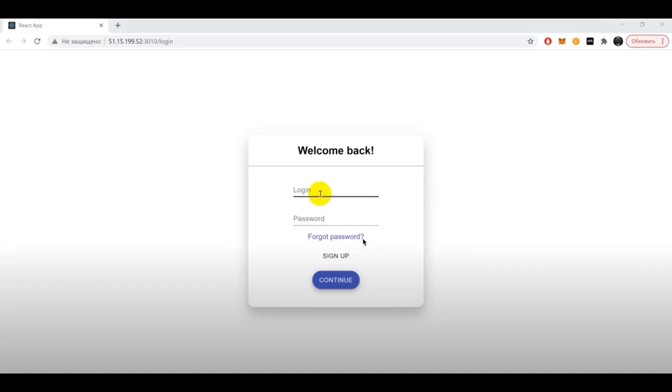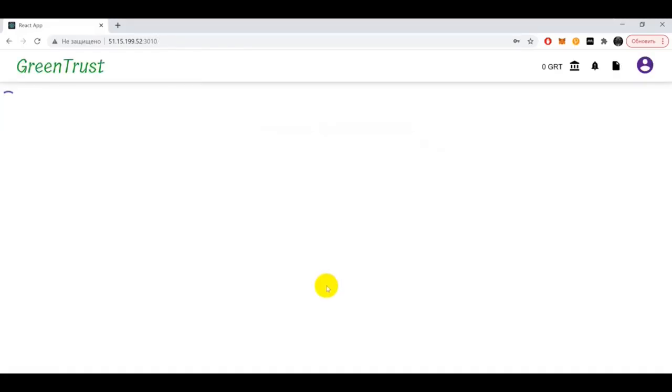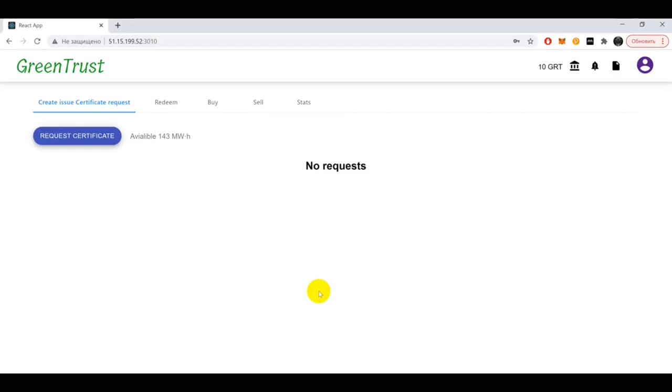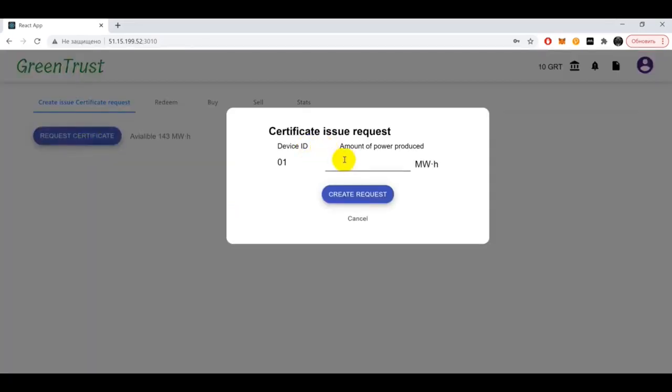Dennis Vasin from EasyChain team, and here we are on the live demo of the GreenTrust. So the first thing we want is to log in using the energy producer account. So it's pro user means producer. And so a producer is imaginary solar power plant, and it needs to issue REX. So he requests the certificate issues.